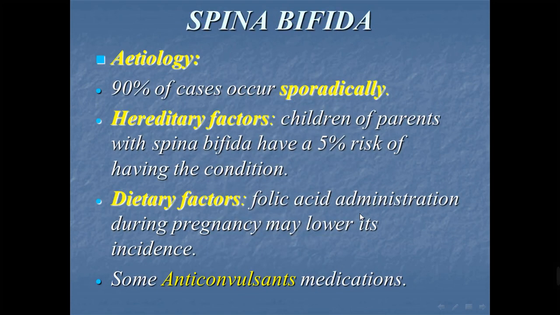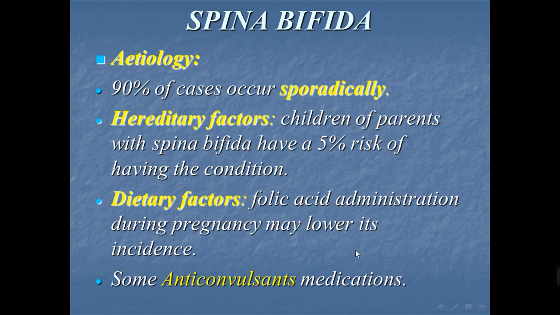What about the etiology of spina bifida in general? 90% of the cases occur sporadically, with no definite cause. Hereditary factors sometimes play a role. Children of parents with spina bifida have a 5% risk of having the condition. Dietary factors: they found that folic acid administration during pregnancy may lower its incidence. Also, if the mother is taking anticonvulsant medications, she may have a baby with meningocele or meningomyelocele, spina bifida.